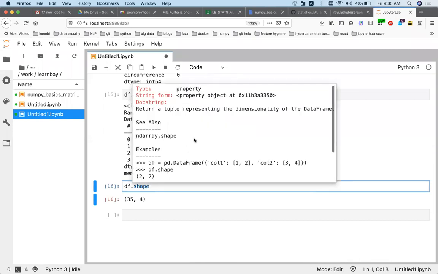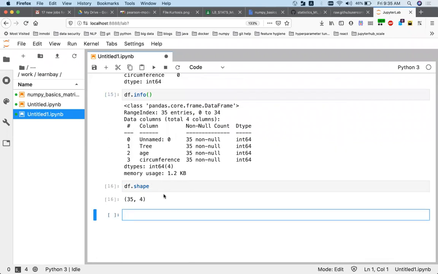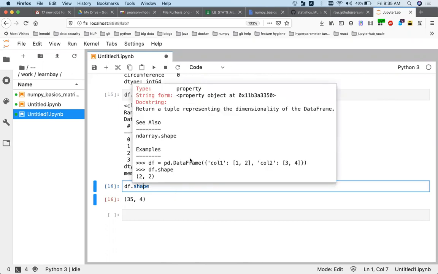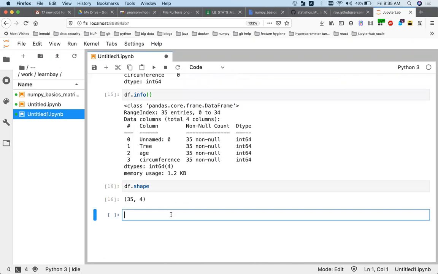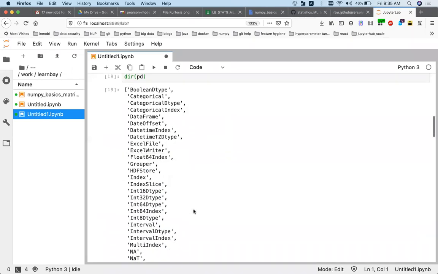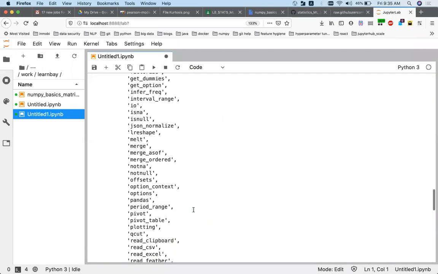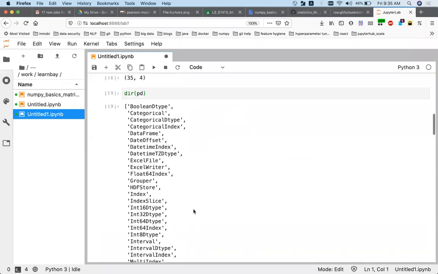So how do we differentiate between methods and attributes? That comes with practice. The simple answer is practice. But if you want to figure out the correct way, it is this. So you can do this, or you can do this.